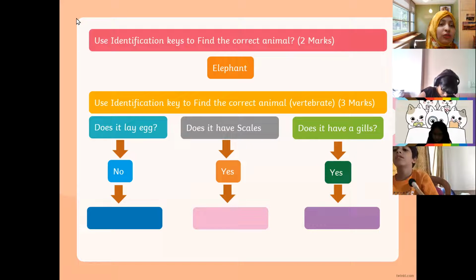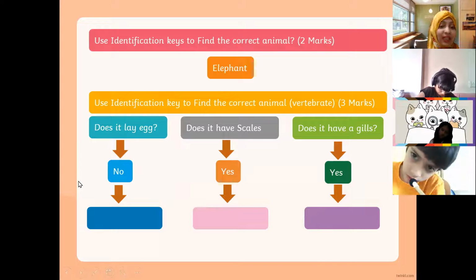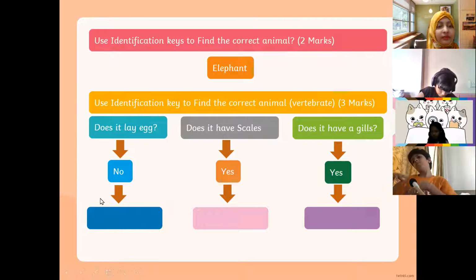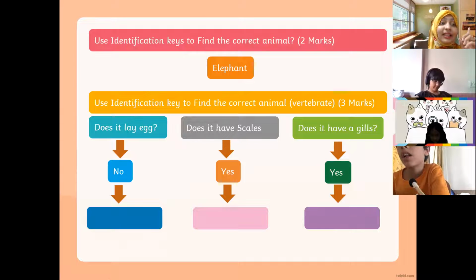You don't have to write the entire thing. So you will just write like this. I will just show it to you. Okay. So, does it lay egg? No, it does not lay egg. So, what could it be? You have to just write the answer over here. Not animal, vertebrate category. Category. I will just remind you the category.